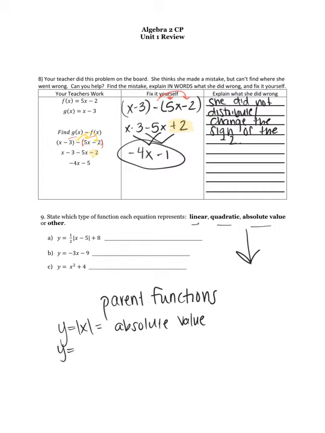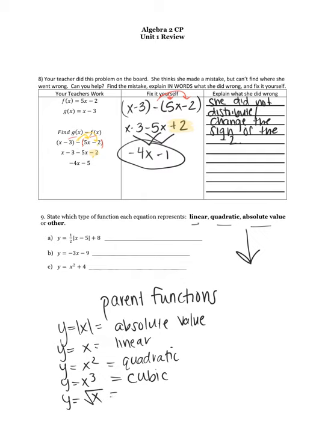Okay, y equals x is linear, y equals x squared is quadratic. Hope I can fit this all. y equals x cubed is cubic. y equals square root of x is square root. Now all of these end in function, okay? And then I have one more, which is y equals 1 over x, which is rational. So this one and this one would be considered other for this problem, okay?